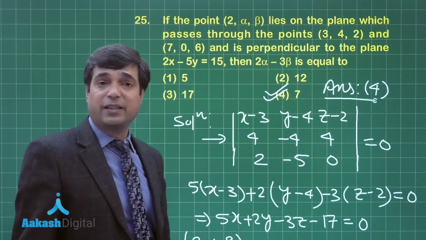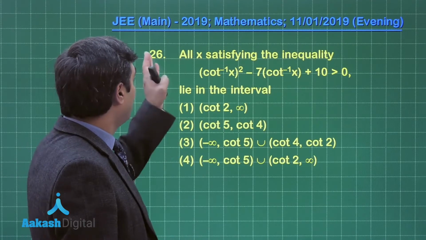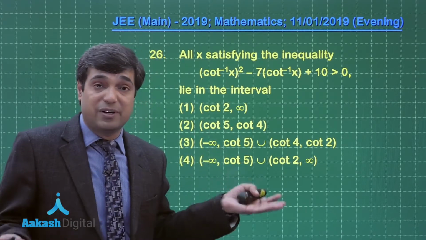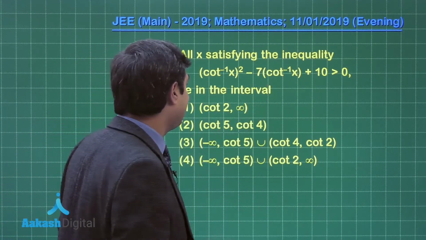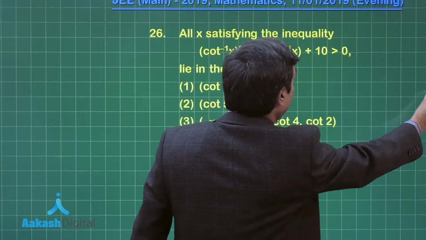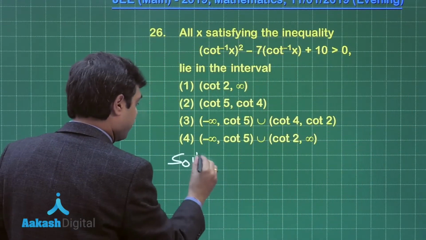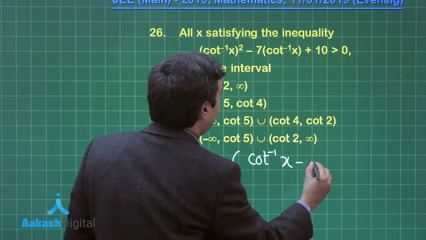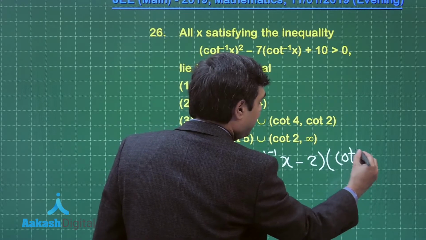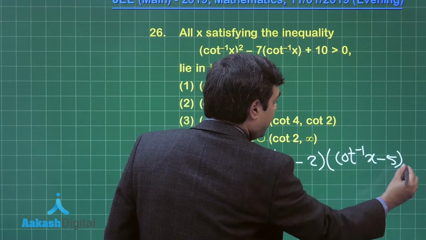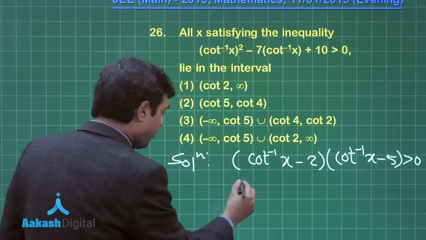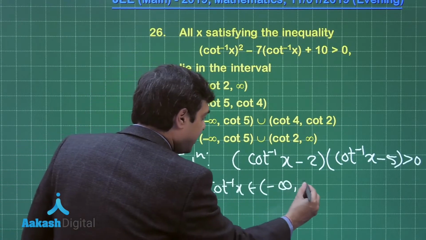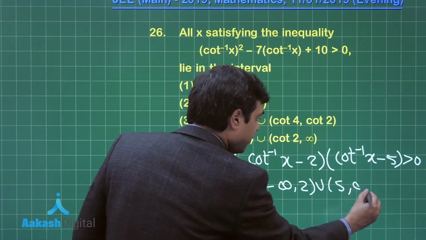Let's move on to the next one, that is question number 26. All x satisfying the inequality, a quadratic inequality. If you say cot inverse x is t, so you can say a quadratic in t is given. Now this can be simply factorized as (cot inverse x minus 2) into (cot inverse x minus 5) greater than 0. From here you have cot inverse x lying in the interval minus infinity to 2 union 5 to infinity.